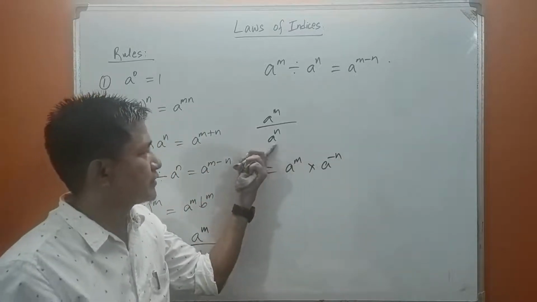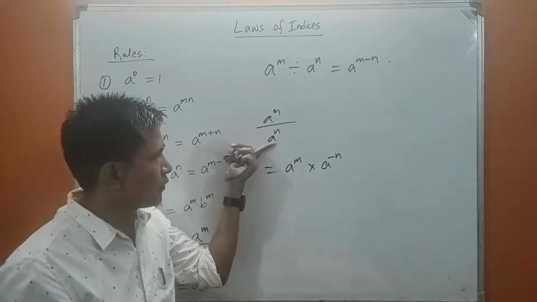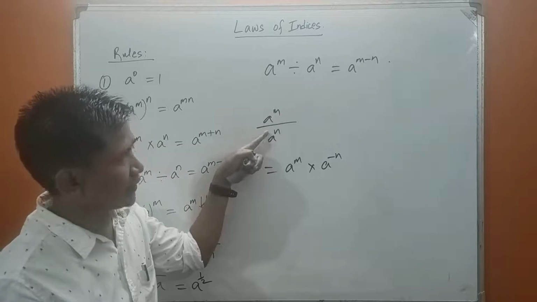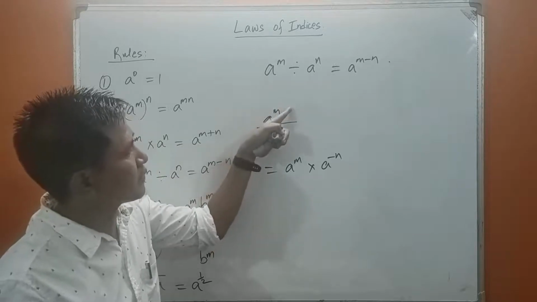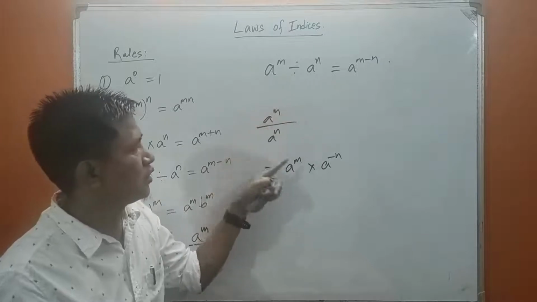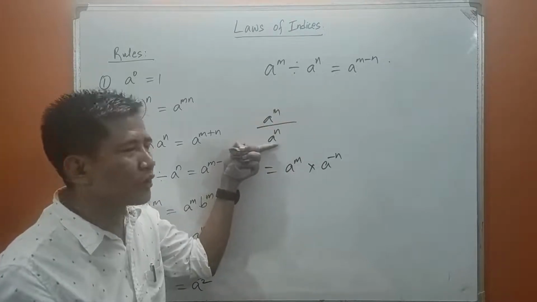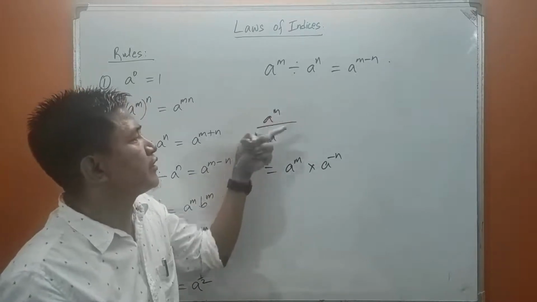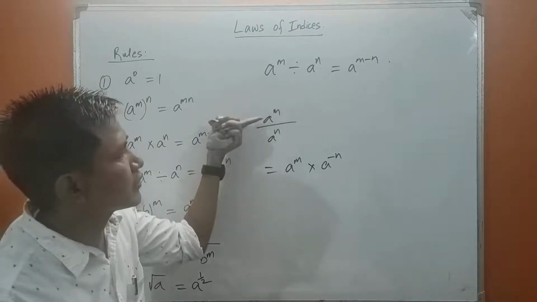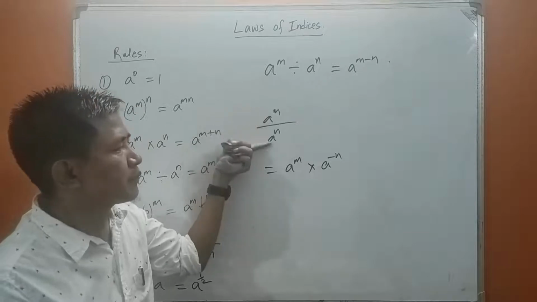When you take the number from the denominator to the numerator, the sign of the power changes. If this is plus, then this becomes minus, like this. If this is minus, this becomes plus. If you take any number from the denominator to the numerator, the sign of the power changes. Similarly, if you take any number from the numerator to the denominator, the sign of the power changes.